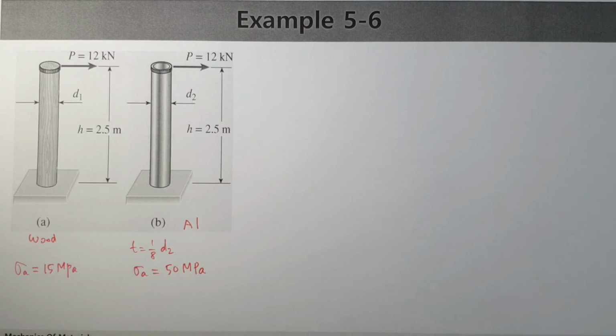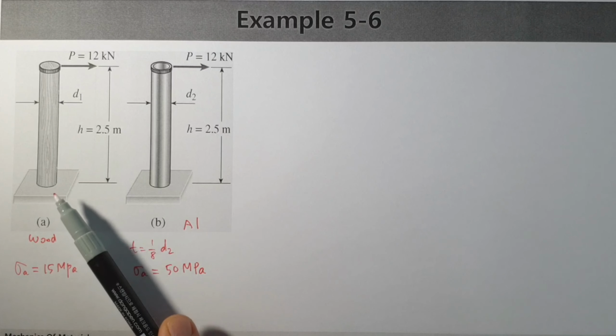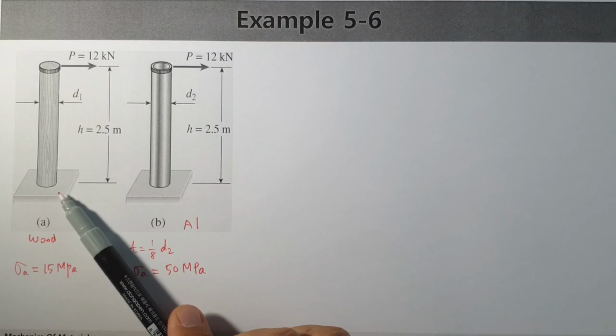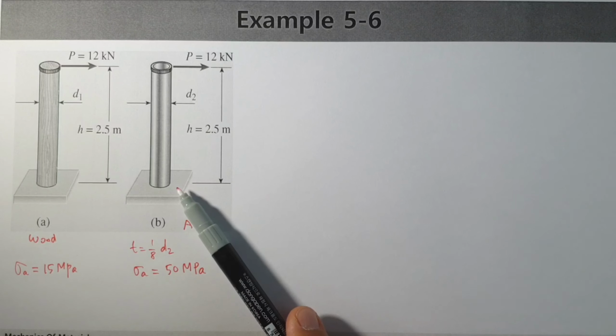Hi everybody, in this video I would like to show you some selected examples related to bending moment in beams. Okay, in this example we have two posts, the first one and the second one. The first one is made of wood, and the second one is made of aluminum.